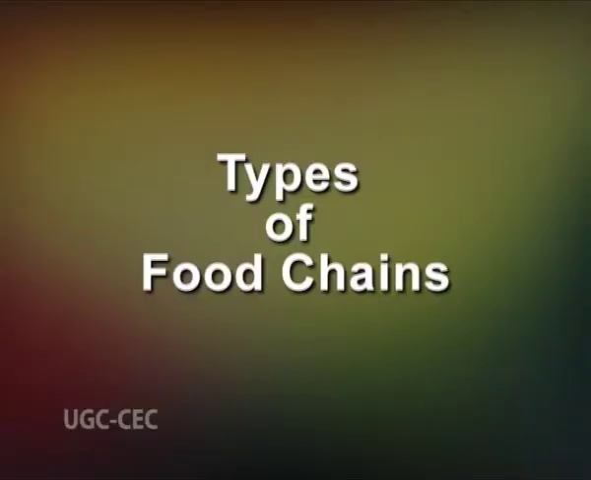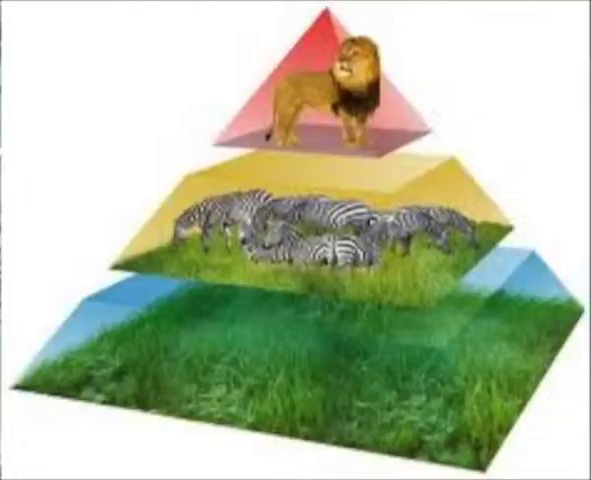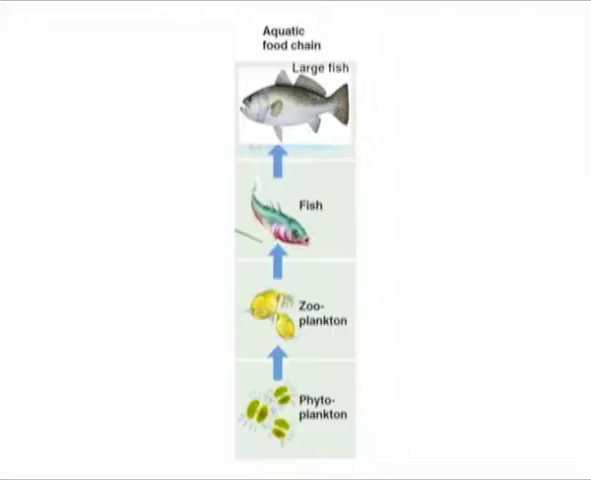Types of food chains. In nature, generally two types of food chains are distinguished, namely grazing food chain and detritus food chain. Grazing food chain. The common examples of the grazing food chain are those of grassland ecosystem, starting from grasses, herbivores, carnivores, that is primary, secondary and tertiary, and aquatic ecosystems starting from phytoplanktons, zooplanktons, small fishes, large fishes.